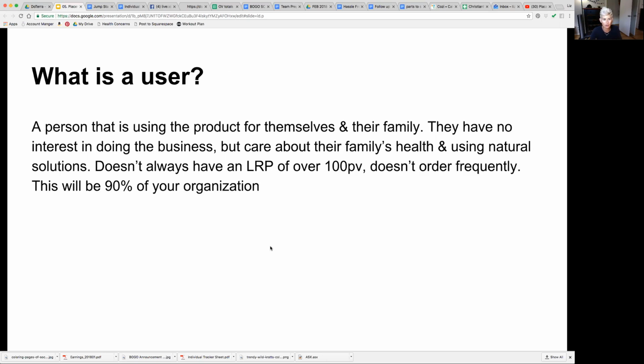So what is a user? A person that is using the product for themselves and their family. They have no interest in doing the business, but care about their family's health and using natural solutions. Doesn't always have an LRP of over 100 PV and doesn't order frequently. This will make up about 90% of your organization, okay? So a user is somebody that is using the product, basically, right?